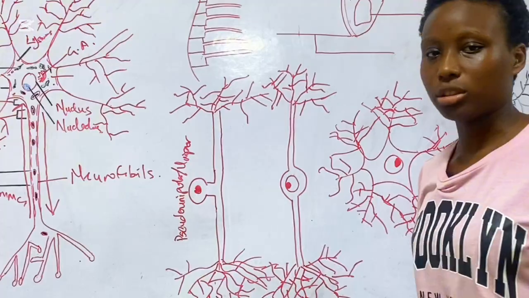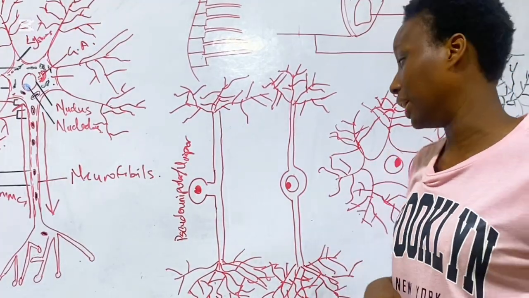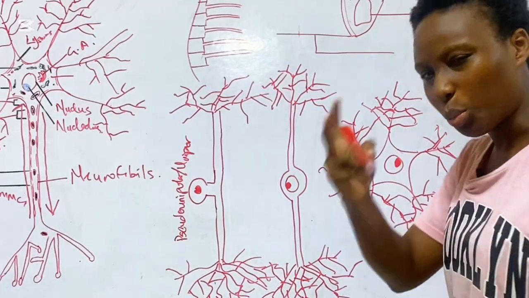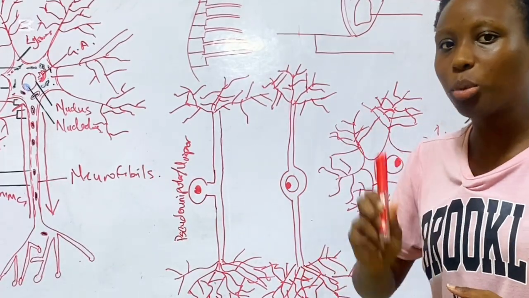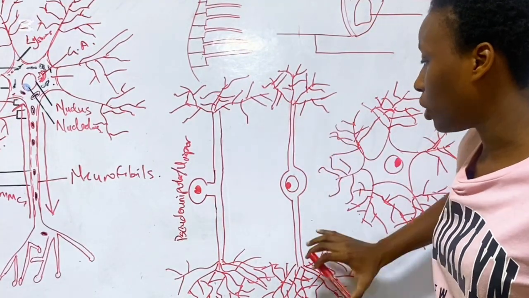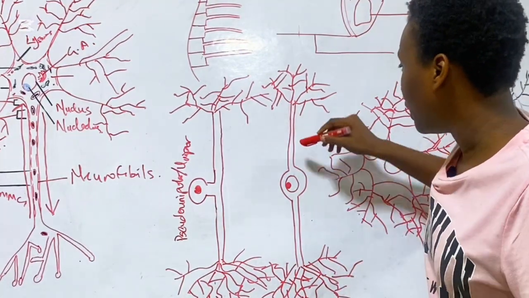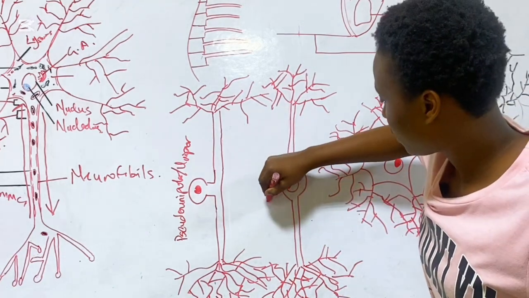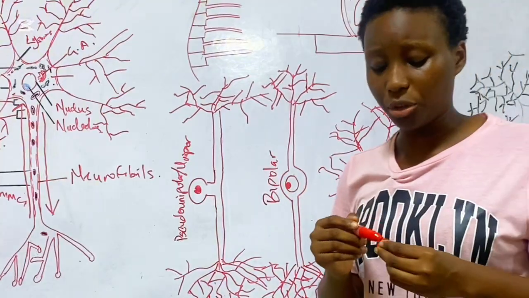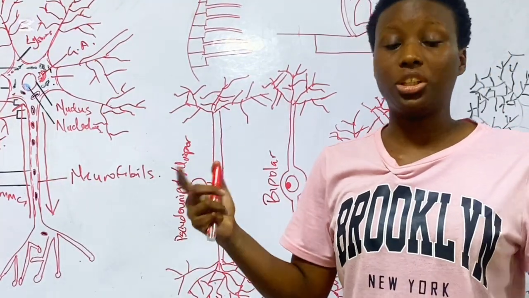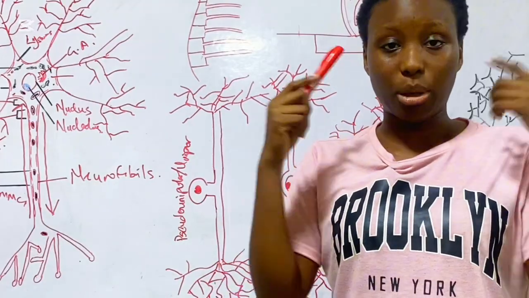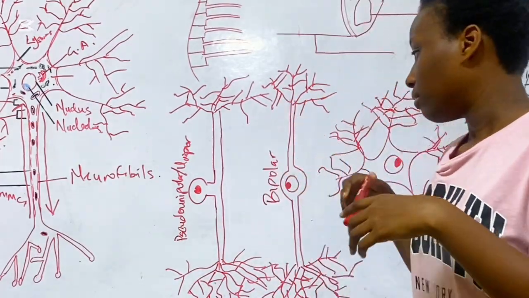Now, the next classification of neuron is the bipolar neuron. The bipolar neuron has 2 processes, but the 2 processes are one axon and one dendrite. Again, one axon and one dendrite. This is the cell body, this is the axon, and this is the dendrite. Bipolar neurons. Now, bipolar neurons are majorly found in sensory organs like the olfactory epithelium and the bipolar cells of the eye.